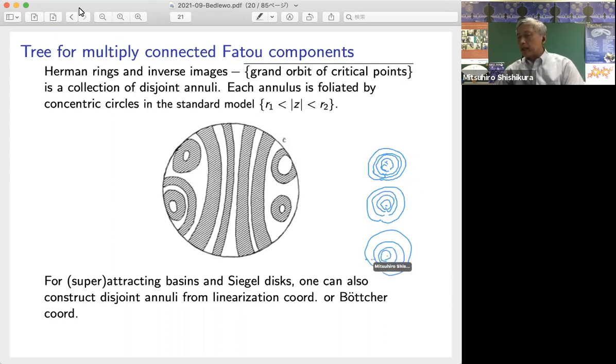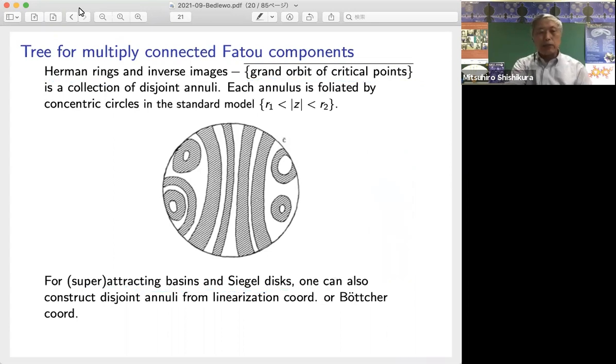foliation by concentric circles, and then take inverse images, just to delete the forward orbit and grand orbit, the closure of the grand orbit of critical points. So you're avoiding critical values by deleting these. And again, taking connected components, you get this collection of disjoint annuli. So the situation is, well, I drew only a finite number of them, but in reality you always get infinitely many. And the situation would be something like this. So from these Herman rings or these objects, you're getting the collection of disjoint annuli, okay? With the natural foliation by circles.